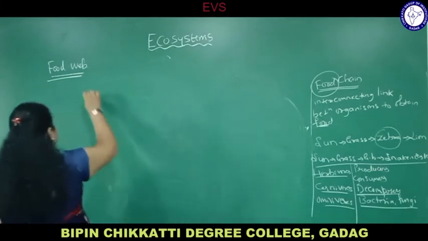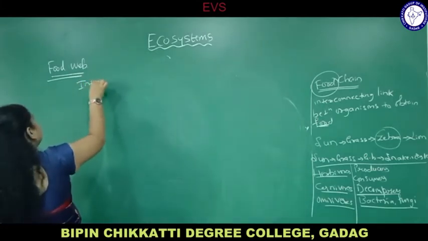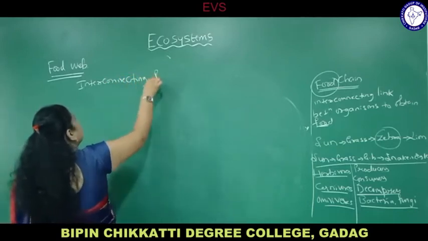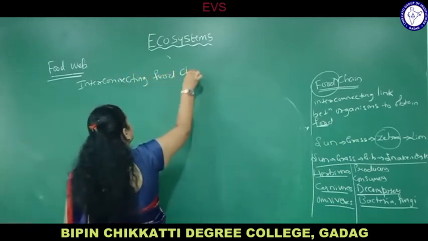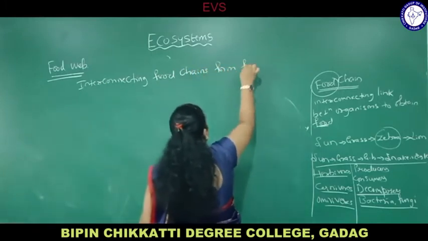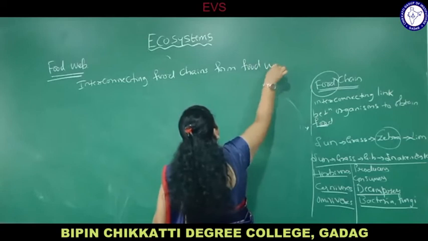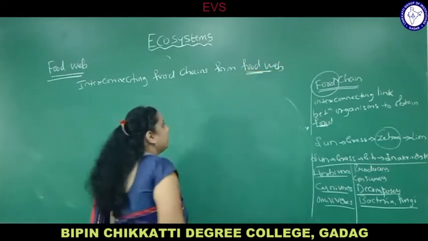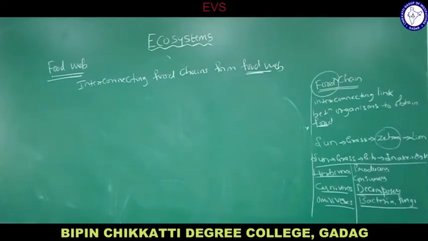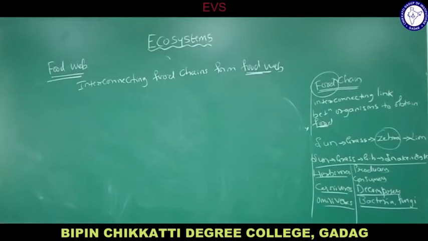So food web means interconnecting food chains forming a food web. Web, as the name itself indicates, means a wide network. Here also energy is transferred from one trophic level to another trophic level, from one food chain to another food chain. So interconnecting food chains forms the food web.